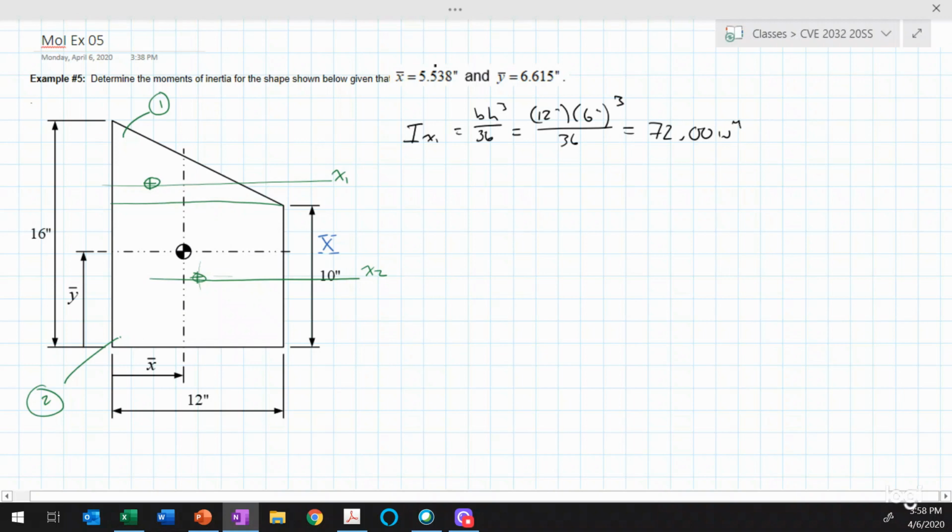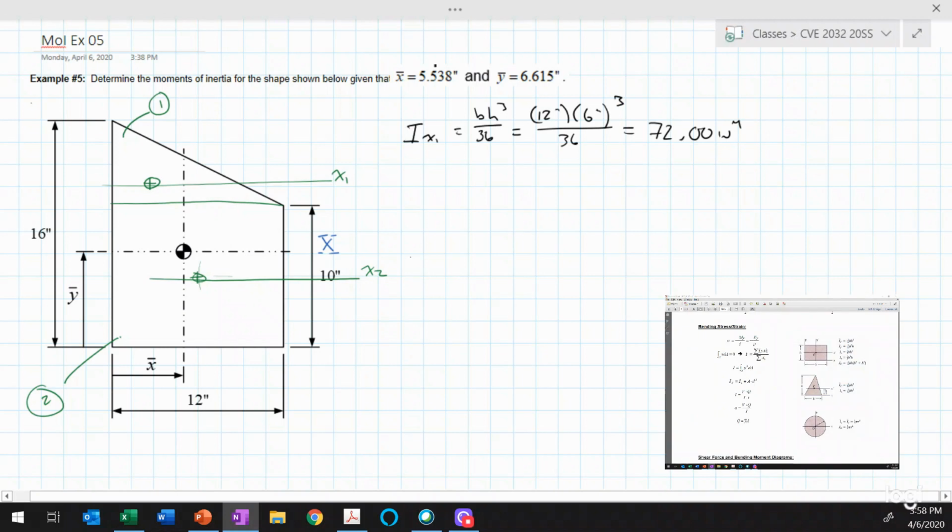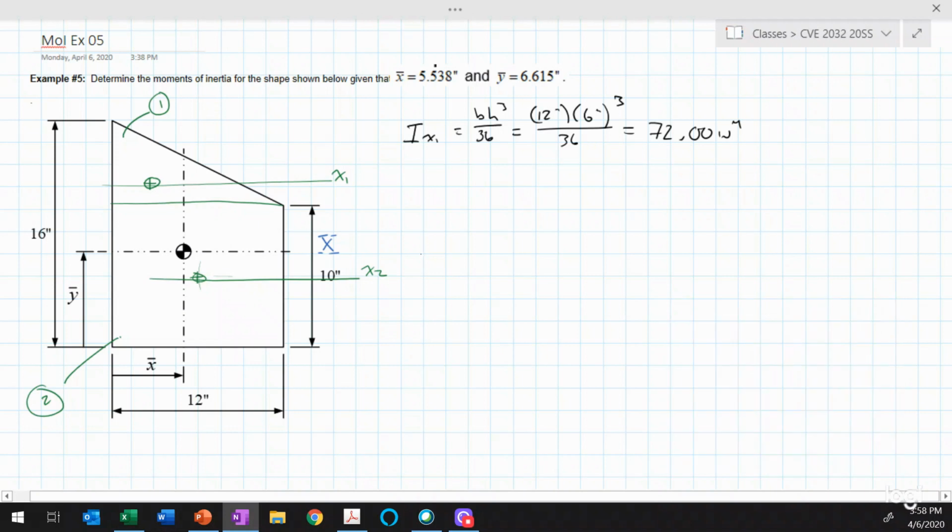Now I'm going to calculate the moment of inertia of the rectangle about its centroidal axis. Let me go back to my equation sheet, and I can see that for the rectangle, the moment of inertia about its own centroid is bh cubed over 12. So I can write that I sub x2, with a lowercase x, is equal to bh cubed divided by 12. The base of the rectangle is 12 inches, and the height of the rectangle is 10 inches, cubed over 12. And that gets me to 1,000 inches to the fourth.